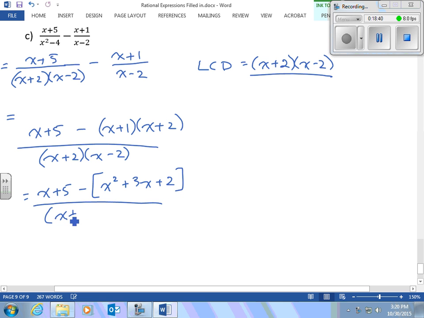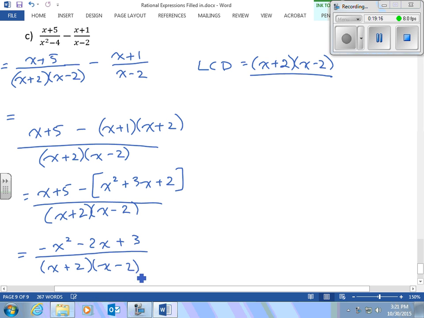And my denominator is x plus 2, x minus 2. It's really helpful to leave lots of white space on your page when you're working on these questions so that the lines don't run into each other. So I've got x plus 5 minus x squared minus 3x minus 2. Let's do that subtraction. I've got a negative x squared. I've got x minus 3x, which is minus 2x. And I have a 5 minus 2, which is a plus 3, all over x plus 2 times x minus 2. And we're finished.